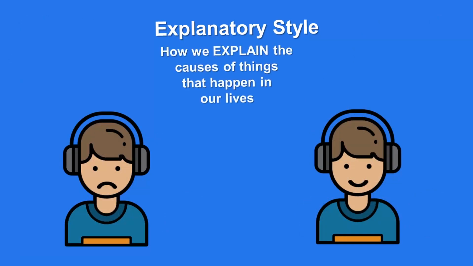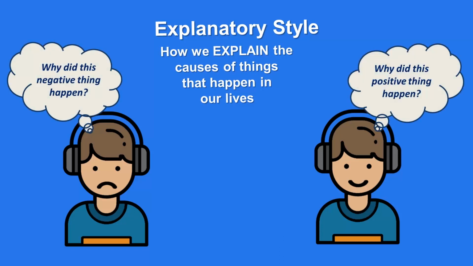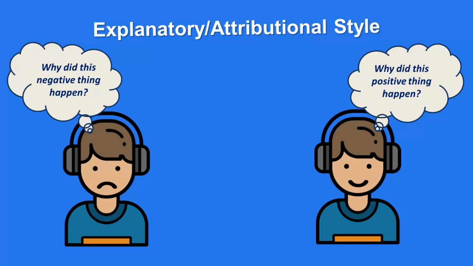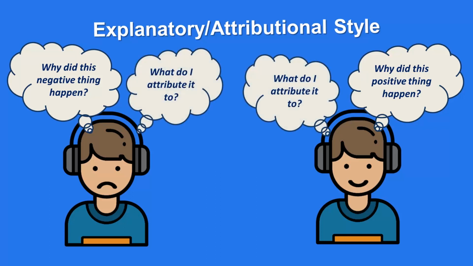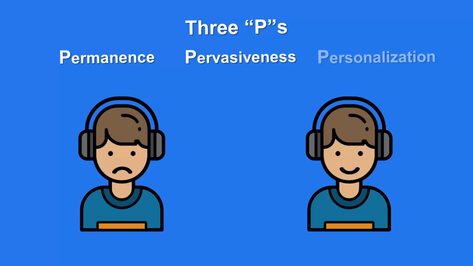So first, what is an explanatory style? Well, it's called the explanatory style because it refers to how we explain the causes of negative and positive events, outcomes, and experiences we have. It's also known as the attributional style. In other words, to what do we attribute the negative and positive things that occur in our lives? And our explanatory or attributional styles consist of three dimensions, known as the 3 Ps: permanence, pervasiveness, and personalization, as well as hope.